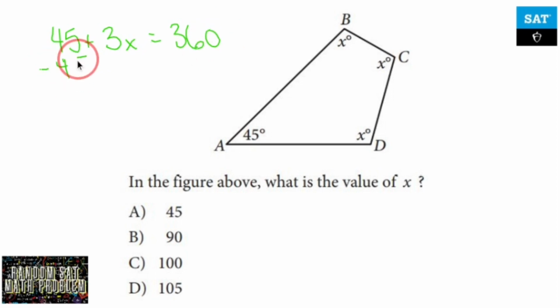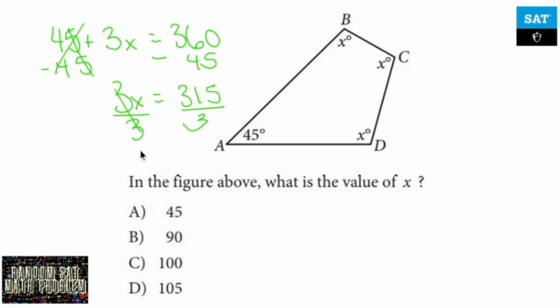Subtract 45. 3x equals 315 degrees. Divide everything by 3. X equals 105. Now, if you're looking at the picture, okay, that doesn't look like 105 to me, and that doesn't either, and really that doesn't either. And it kind of looks like this picture is not drawn to scale.